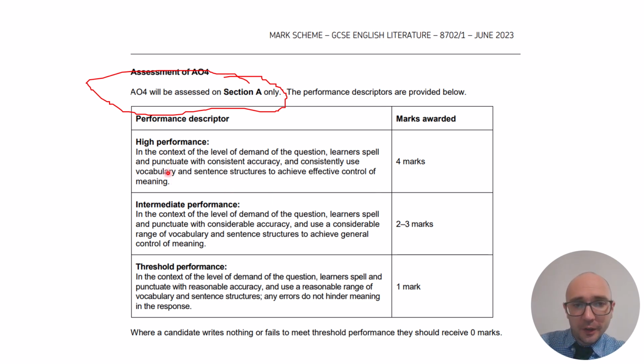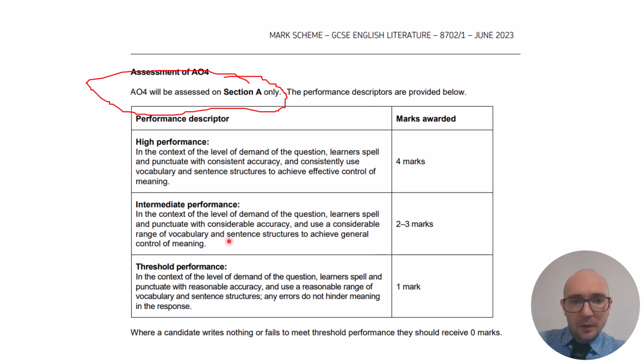High performance, basically, it says learners spell and punctuate with consistent accuracy, consistently use vocabulary. What they mean by that is sophisticated vocabulary. You're not just using very basic words like Macbeth was sad. We're using words like melancholic instead. We're using high level vocabulary. You want to be aiming for a 4, really, or at the very, very least, you should be aiming for a 3. Obviously, aim higher. You won't be disappointed then if you come out with a 2 or a 3 for that assessment objective.